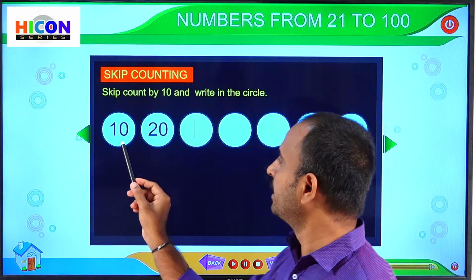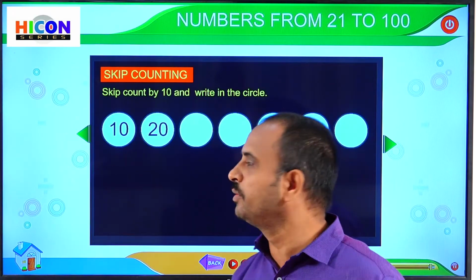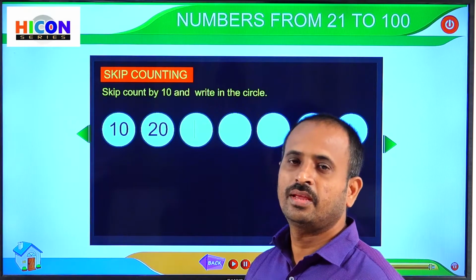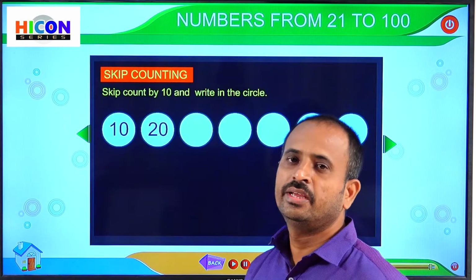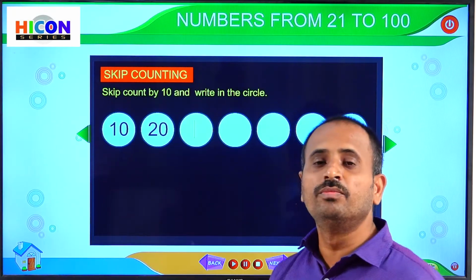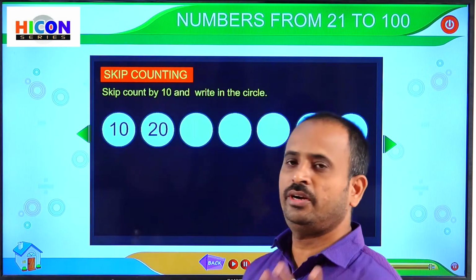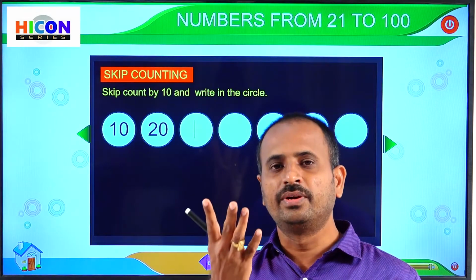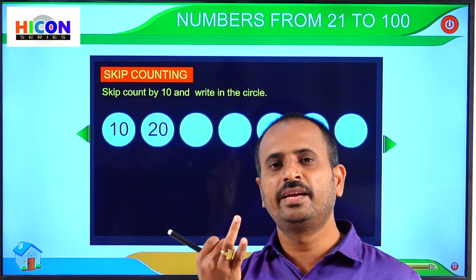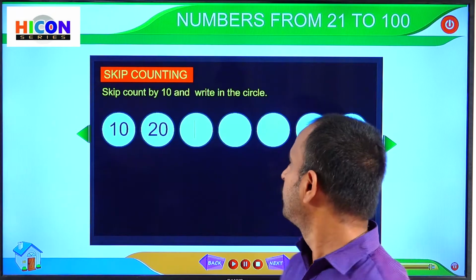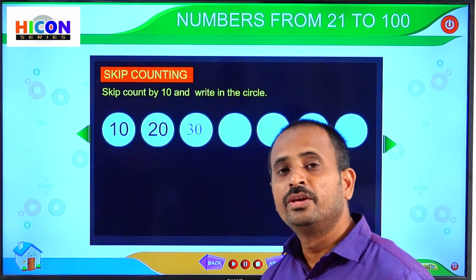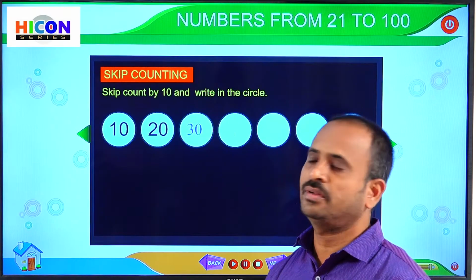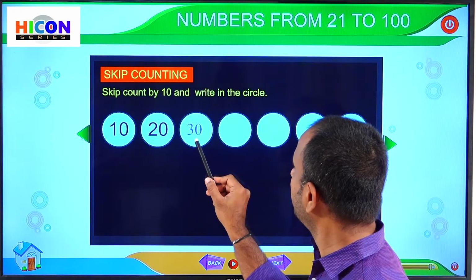So the first given number is 10 and add 10 to the 10. If you add 10 to the 10, we will get 20. And again add 10 to the 20. If you add 10 to the 20, how much will you get? You will get 30, after 20 comes 21, 22, 23, 24, 25, 26, 27, 28, 29, 30. So write 30 here. So already you have learnt addition on fingers in the first chapter and also in the second chapter.